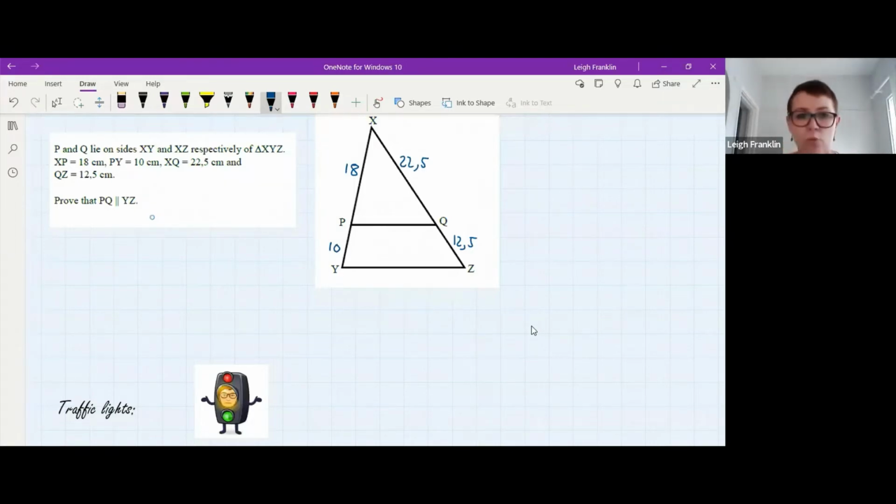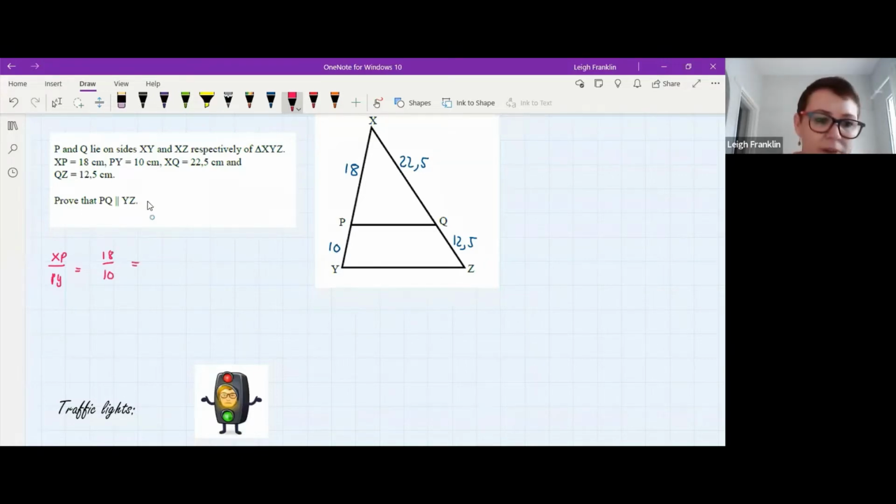Okay, so in other words, we cannot start off by writing xp over py equals xq over qz. You're not going to get any marks, because that's what we are trying to prove, right? So what we need to do is show that these lines have been cut into the same proportions, and we do it like this. xp over py is 18 over 10. Good.